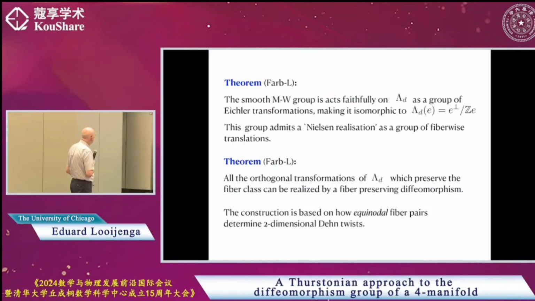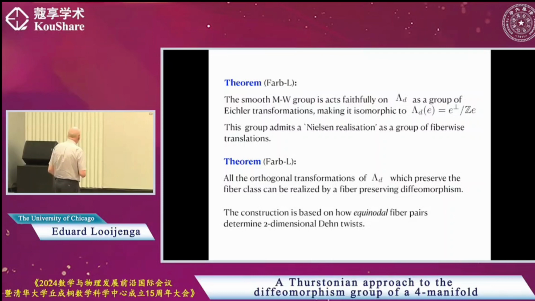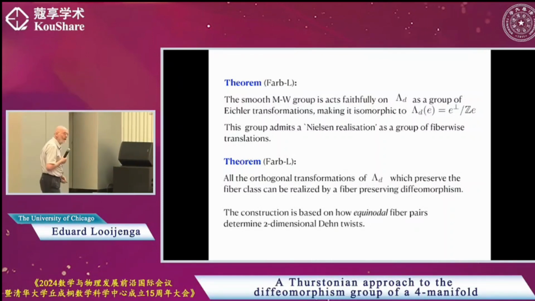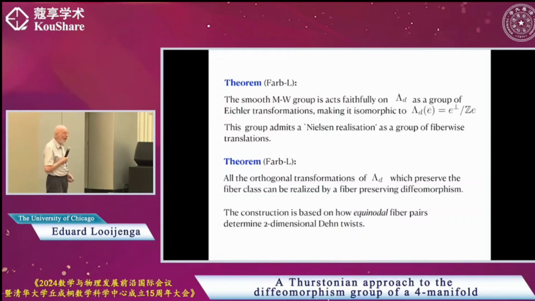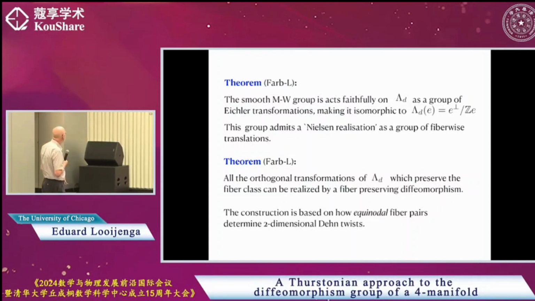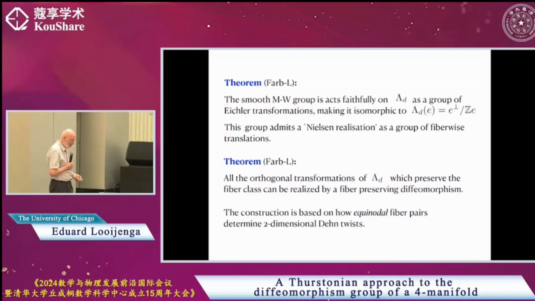That's the first theorem. The second theorem says that the whole stabilizer of this fiber class in the second homology is realizable by diffeomorphism. Every such element is thus obtained, and that construction is based on how equinodal pairs give rise to Dehn twists.